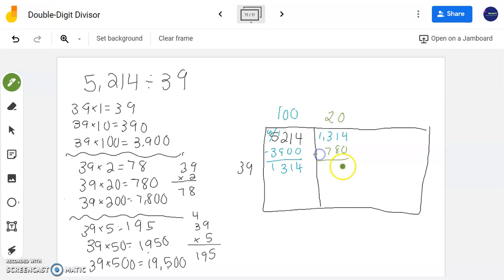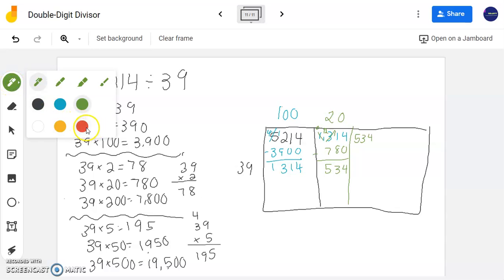So now I'm going to subtract, and I'm going to borrow. No big deal, just going to borrow. So we have 12 minus 7, which gives me 534. Now I'm going to include 534 here and move to my next step. Let's do this one in red.